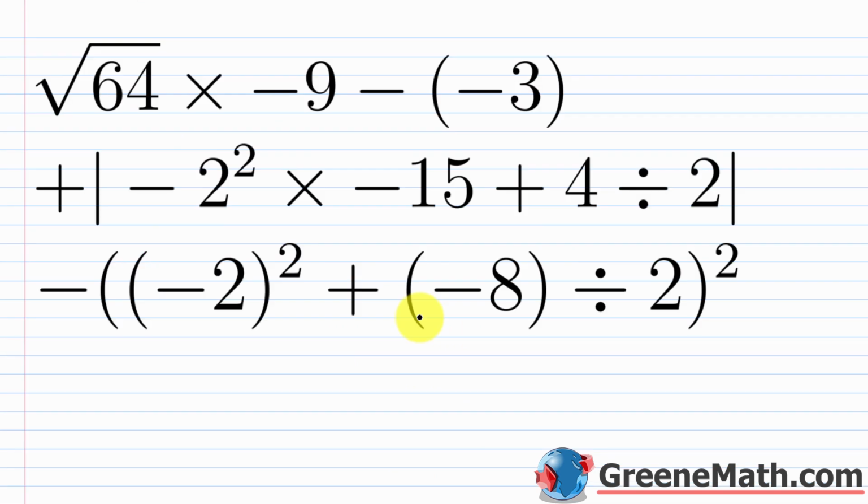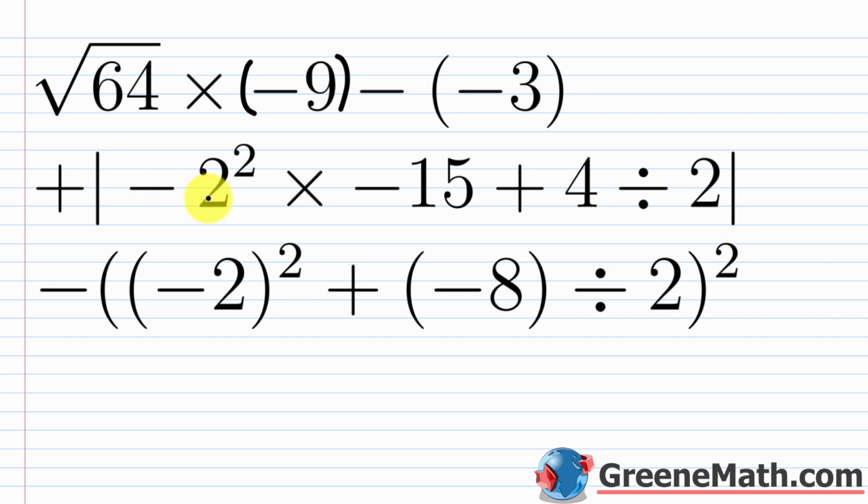All right, let's take a look at the next example. So this one's a little bit more tedious, a little bit more time-consuming is what I would really say. So we have the square root of 64 times negative 9. Let me wrap this here so it's more clear. Then you have minus a negative 3, then plus. Remember, these vertical bars tell you that you want the absolute value of something, and those are grouping symbols.